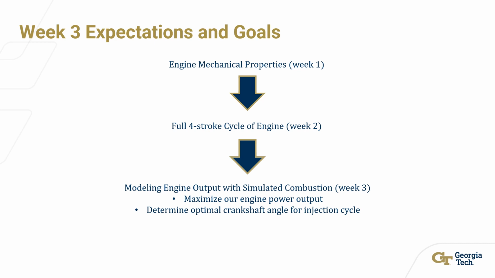The goal of week 3 is to determine the optimal angles for the crankshaft during the injection cycle that will cause the IC engine to produce the most power to the generator. The angles at the beginning of the cycle and the end of the cycle will be pivotal in determining and maximizing the power output of the engine.